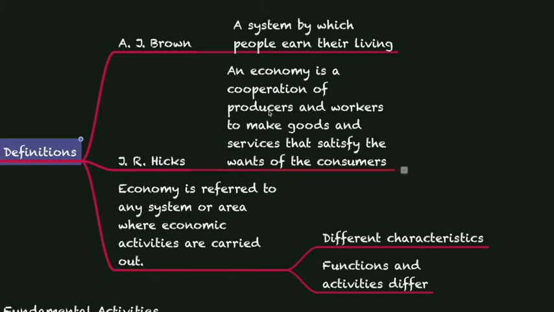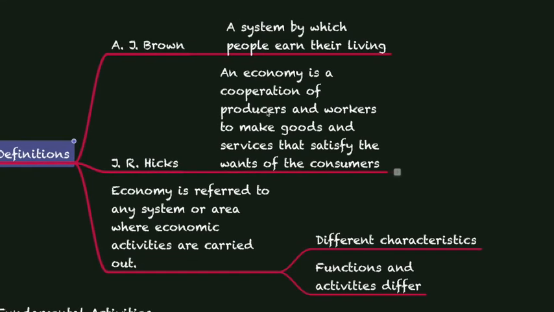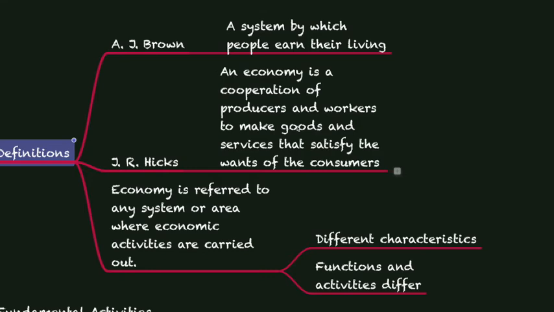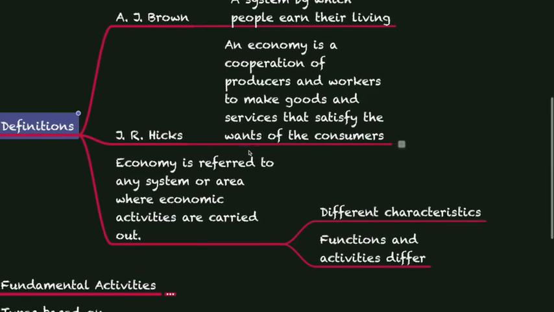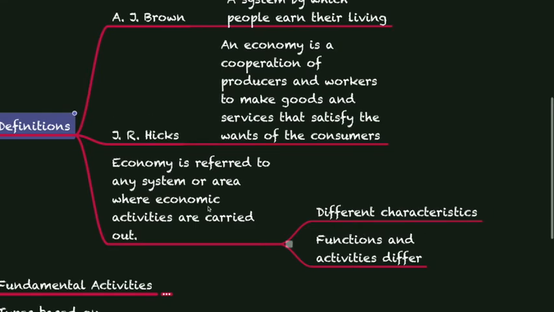For instance, rice manufacturers produce rice. So once they produce rice, what happens next? People tend to buy it. So as consumers, we buy rice from rice producers. So this is a cooperation between consumers and producers. This is an economic activity. The next is, economy is referred to as any system or area where economic activities are carried out. There will be different characteristics, and it is important that we study the functions and how the activities are different.